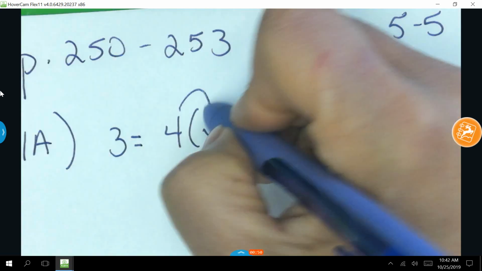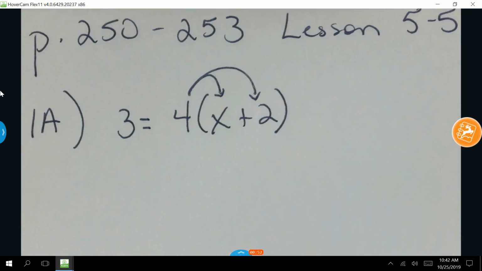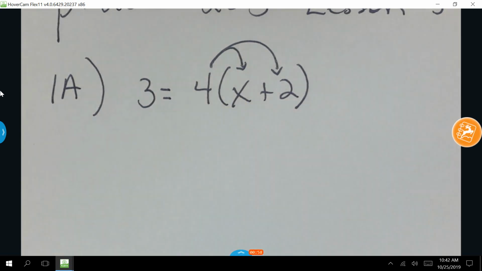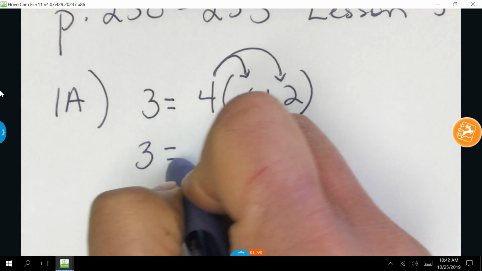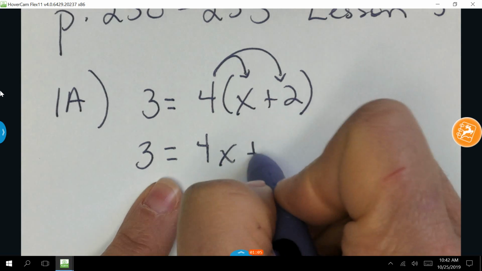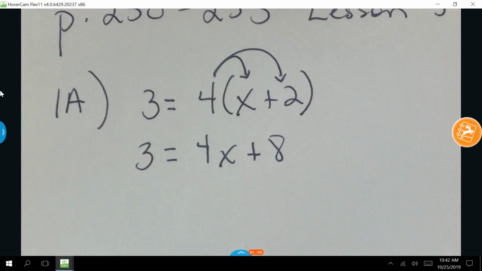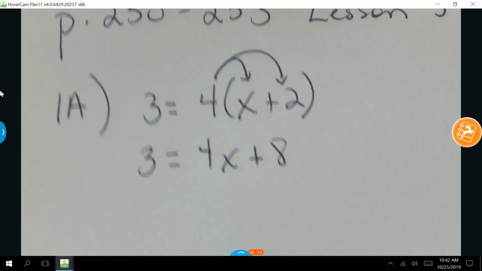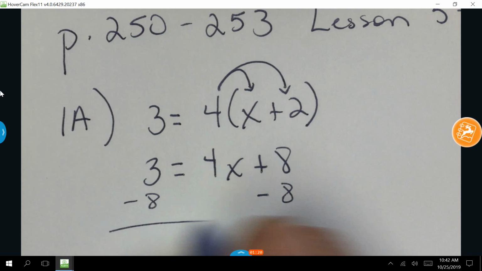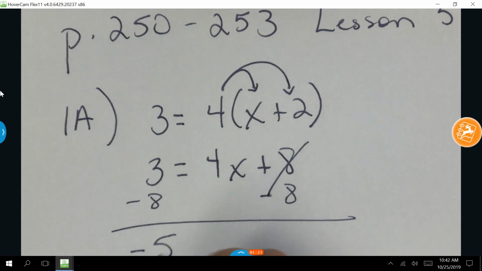Distribute. We distribute the 4 to the x, and don't forget to multiply it by the 2, because I've been seeing a lot where people today will multiply it by the first number, not by the second. Rewrite everything. So rewrite the 3 equals 4x plus 8. Now you only have a variable on the right-hand side, so you're going to move the 8 over to be with the 3. And how do we move a positive 8? We subtract 8 from both sides. It will cancel. Negative 5 equals 4x.